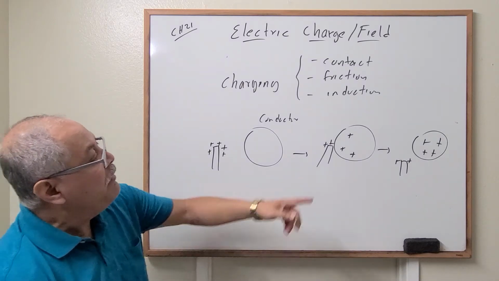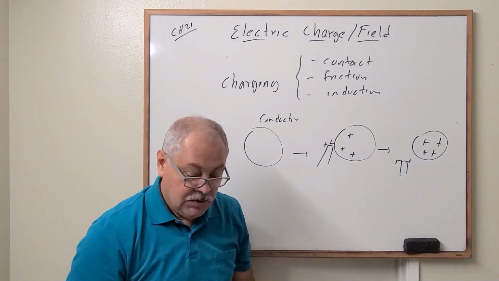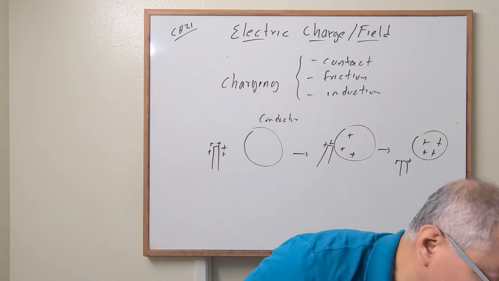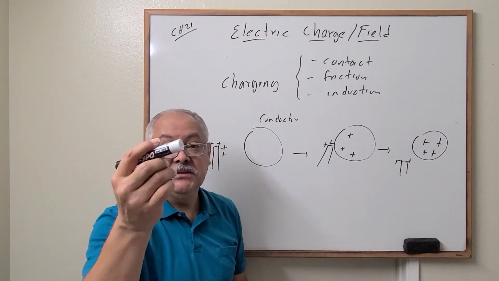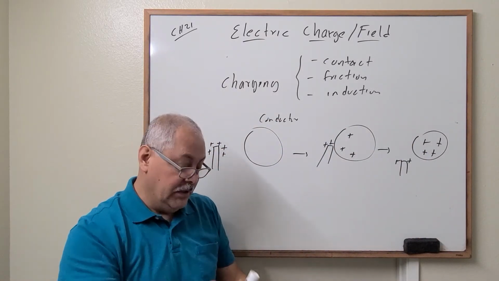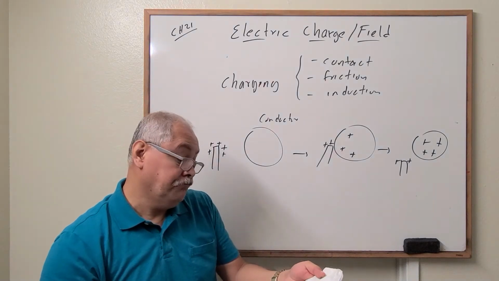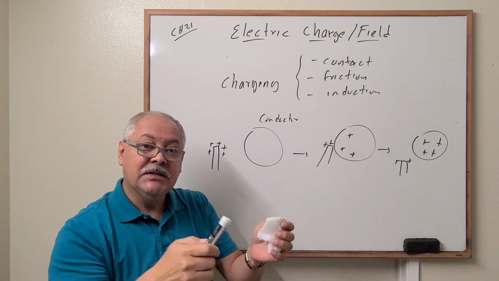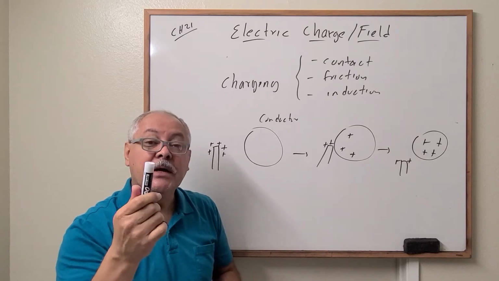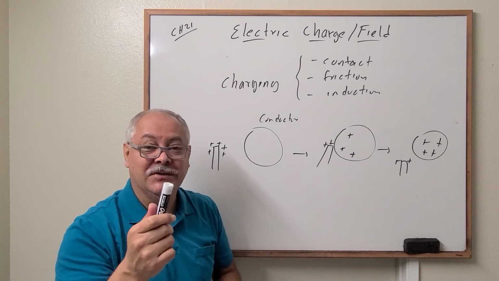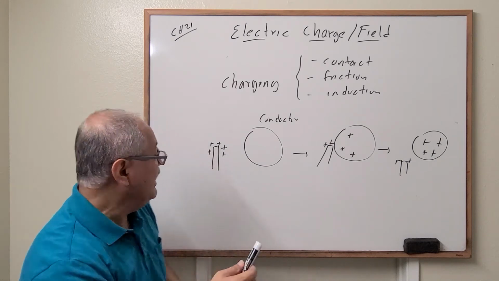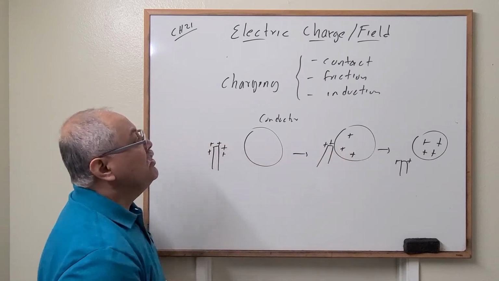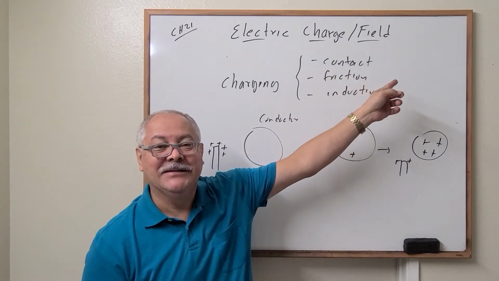Perfect. Now, what about by friction? The same idea. Imagine this is the object, rubber or plastic, and you have another material, and you rub these two. This becomes charged by friction. Well, it's charged, and now we can charge other objects by contact.